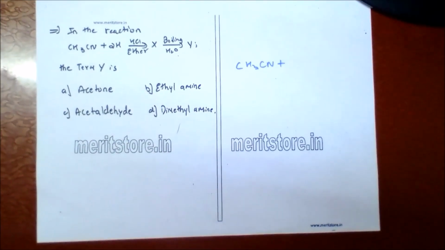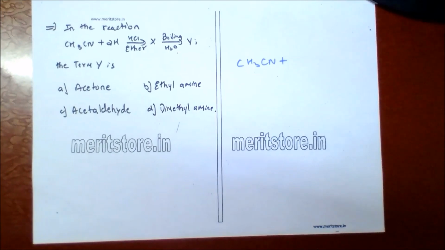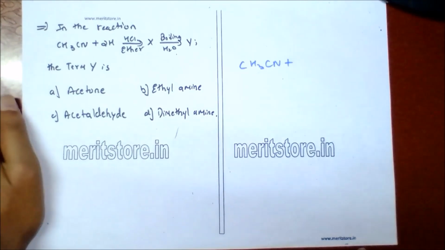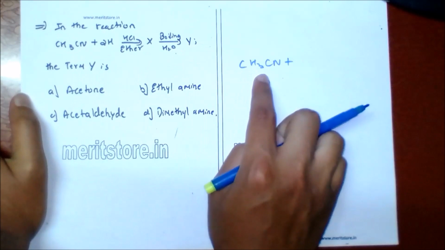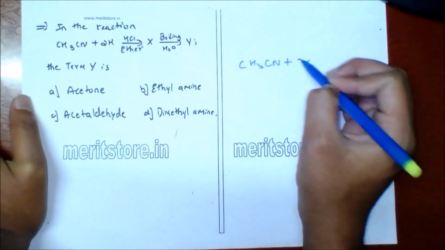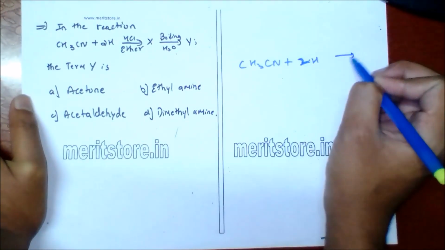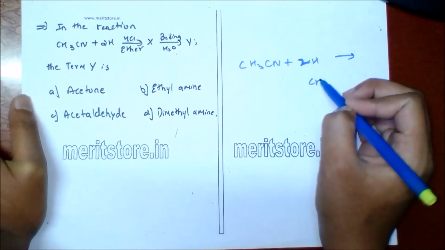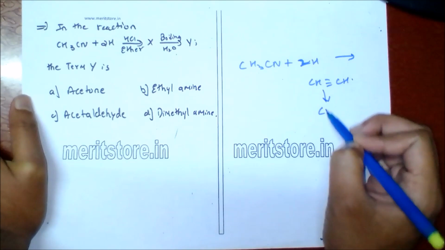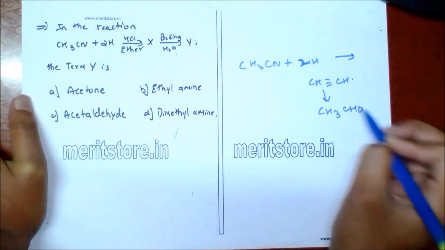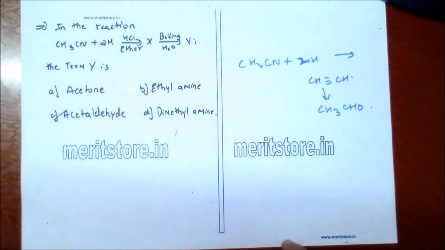In the reaction of methyl cyanide with hydrogen in presence of HCl and ether, it gives X, which on boiling with water gives Y. So we have to find what Y is in this reaction. When methyl cyanide reacts with 2 hydrogen in HCl and ether, it gives an imine, which on boiling in water will give acetaldehyde. So option C is the correct answer.